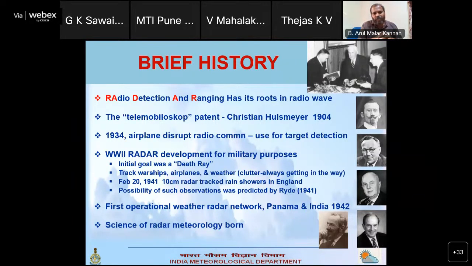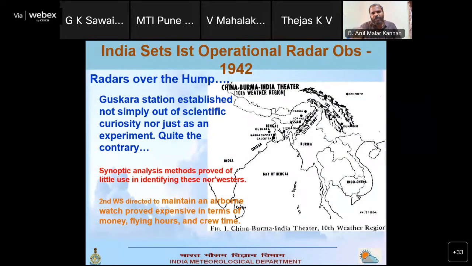As we were under the British regime, most of the time the aircraft operating on the eastern coast were pushed ahead, and near Burma and other regions where Japan had higher control, they faced problems. They found that such severe systems cannot be tracked directly by using synoptic charts, so they established a radar network. What they did was bring the nose radar of the aircraft to the ground, not just one, but dedicatedly four. The initial one was at Guskara, and finally it went up to Jorhat and Chaubatia.